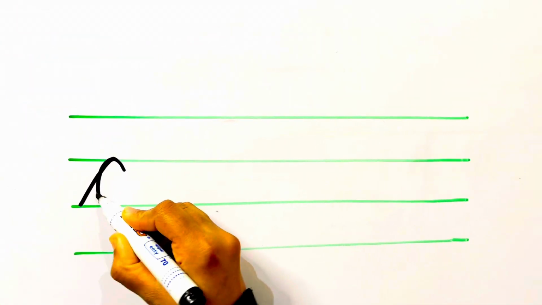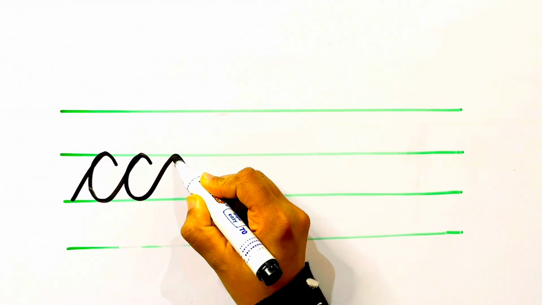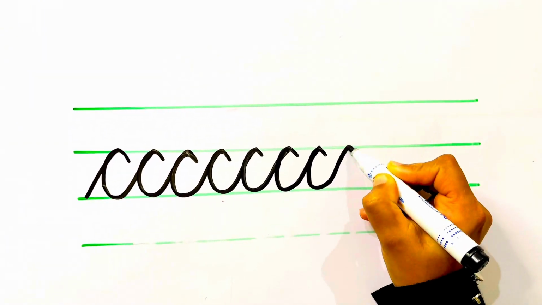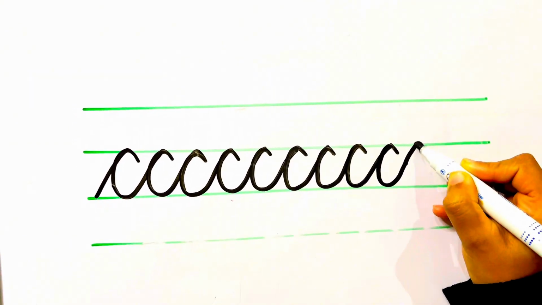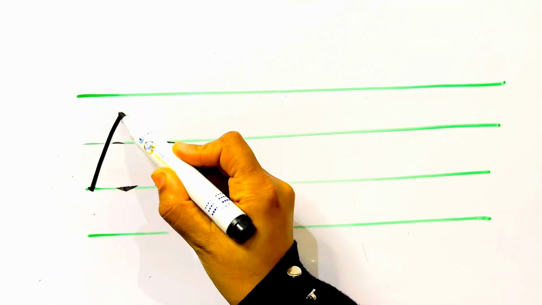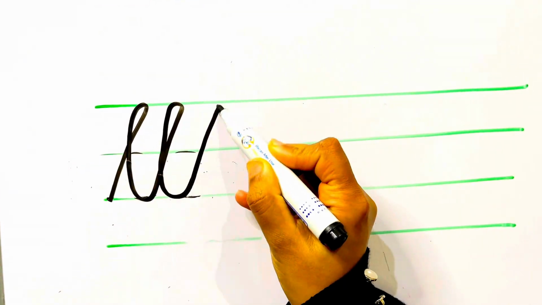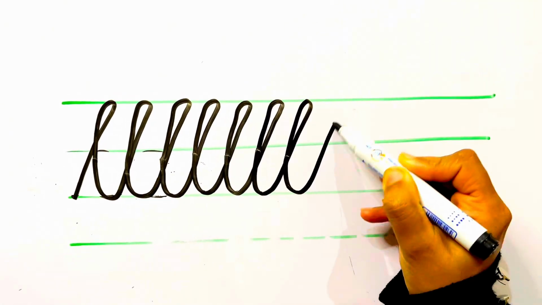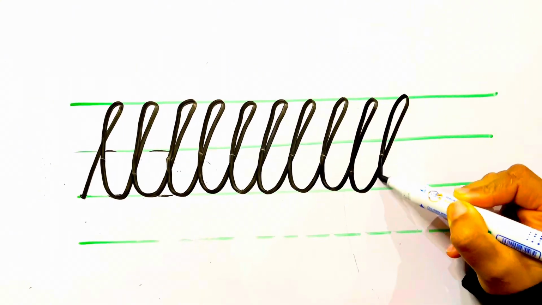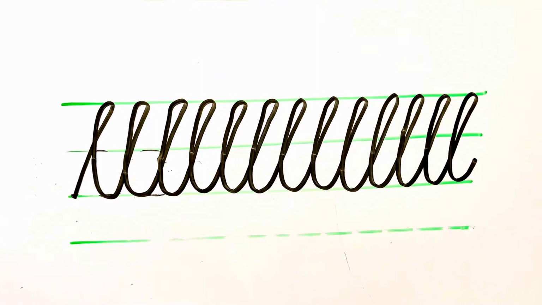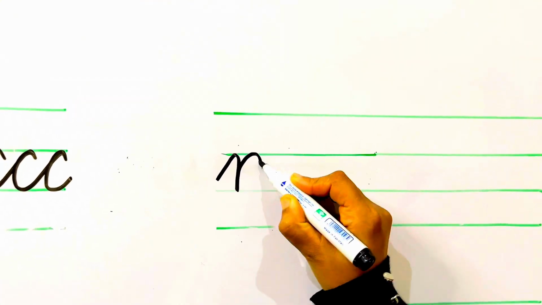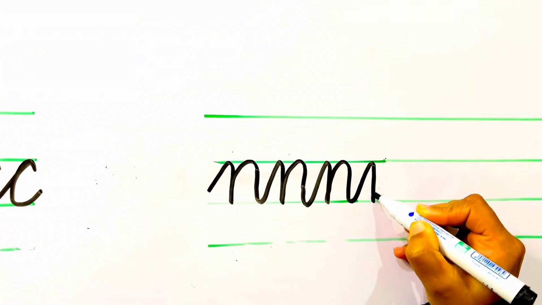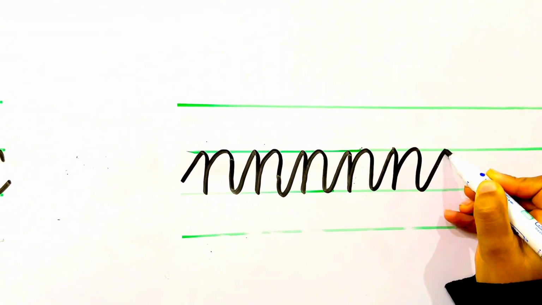To practice curve in cursive writing, ask students to write letter C in cursive as much as they can without lifting up the pencil. To practice loop in cursive writing, ask students to write letter L in the same way. To practice bump in cursive writing, ask students to write letter N in the same way.